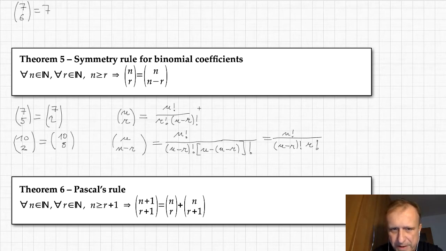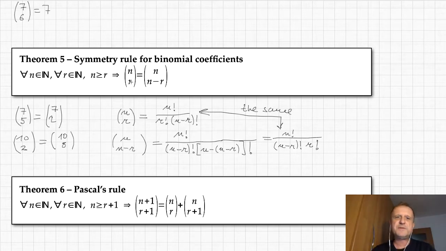Now if you compare this and this, you see that the fraction here and this one are the same. So it completes the proof. This number is equal to this number. So this is the symmetry rule for binomial coefficients.